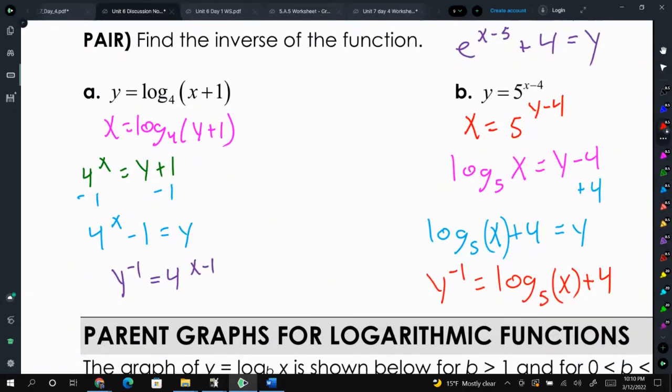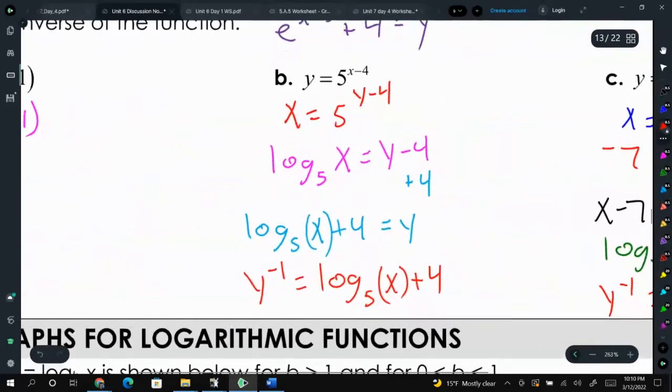All right, so I'm going to go through each one of these quickly to point out some key characteristics and maybe some areas where you might have messed up. Letter A, hopefully was not too difficult, is once your log was already by itself, once you switch it to exponent form, then when you subtracted 1 from both sides, you got y by itself. So I'm hoping that one wasn't too difficult.